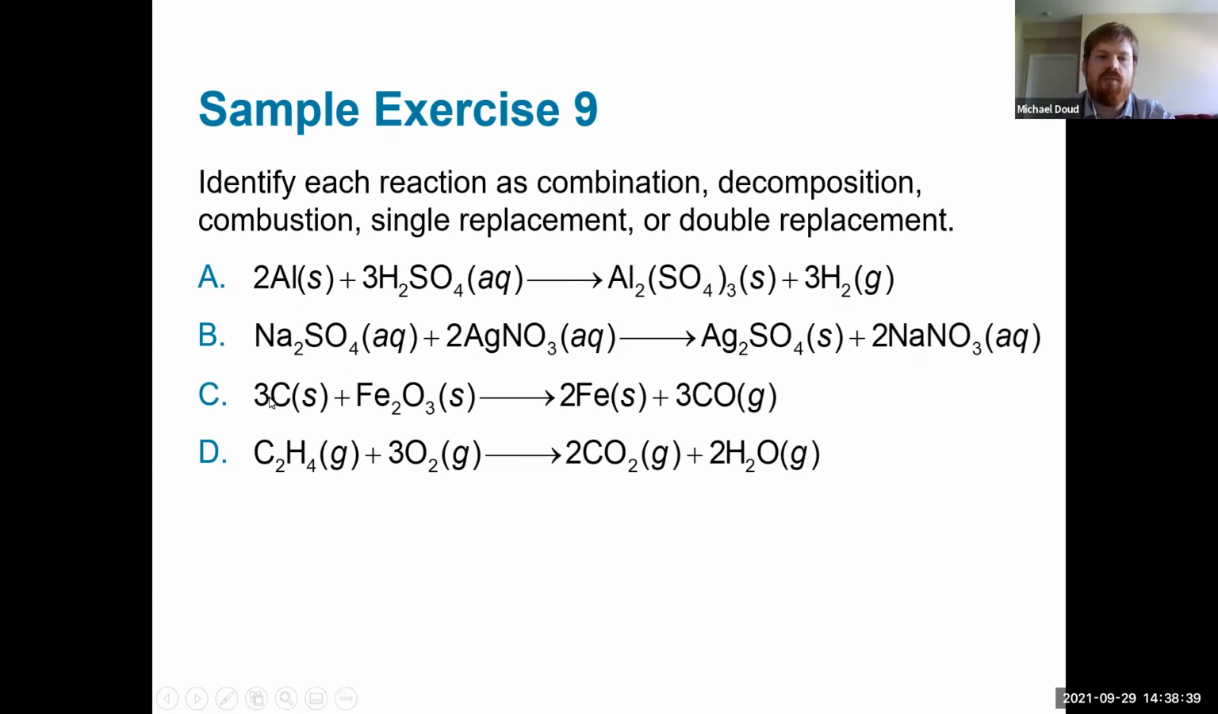Next up, we have 3 moles of carbon reacting with 1 mole of iron(III) oxide to produce 2 moles of iron and 3 moles of carbon monoxide. Well, it looks like we start with an element and a compound, and then this element picks up the partner of this compound, the oxygen, and that leaves the first part of this compound as an element. So this seems to be like a single replacement reaction to me. Then finally, C2H4 plus 3 O2 yields 2 CO2 and 2 H2O. This is a clear case of a combustion reaction. We have a carbon-containing reactant and oxygen producing carbon dioxide and water.